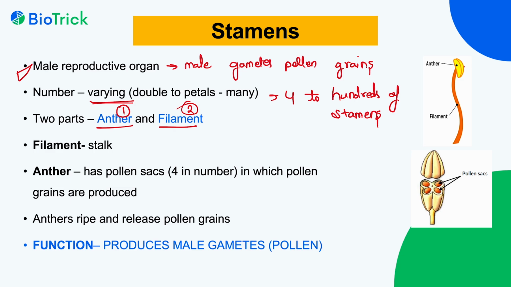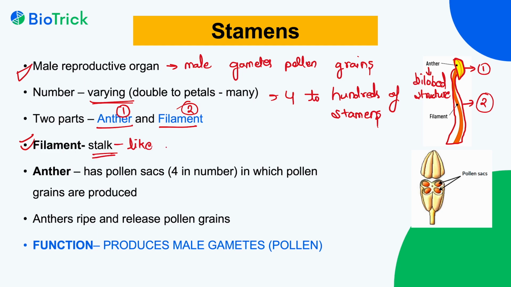As you can see in this diagram, this is anther and this is filament. This long stalk is called filament, and filament holds a bilobed structure on its tip, which is called anther. So filament is a stalk-like structure, while anther is present at the top of filament.